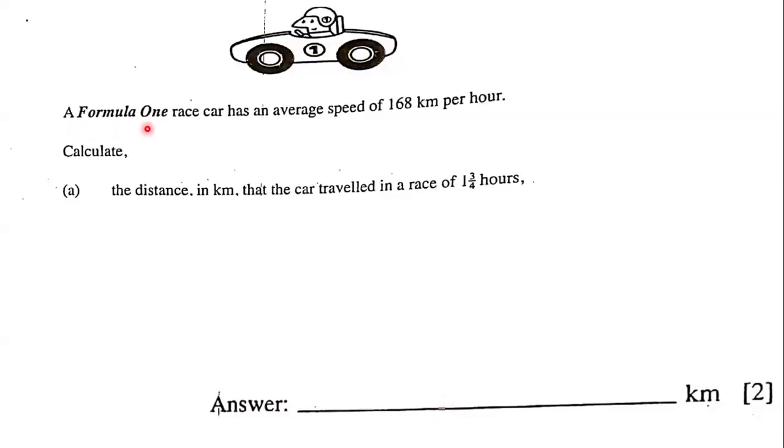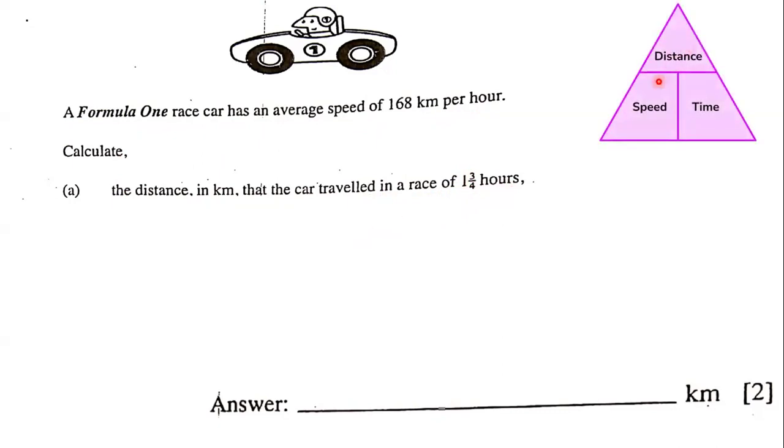A Formula One race car has an average speed of 168 kilometers per hour. Calculate the distance in kilometers that the car traveled in a race of 1 3/4 hours. Now, in order to answer this question, we're going to use the distance, speed, and time triangle. Indeed, the question wants us to calculate the distance.